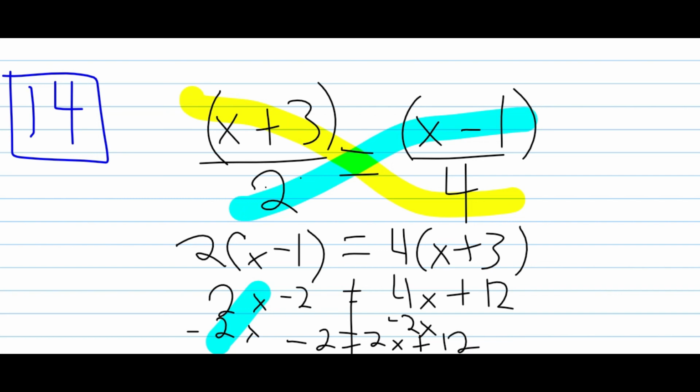See if you can solve the rest of this problem by yourself. You have to isolate this 2x first. So what's on the right side with that 2x? The plus 12. So you're going to move that, see if you can solve for x.